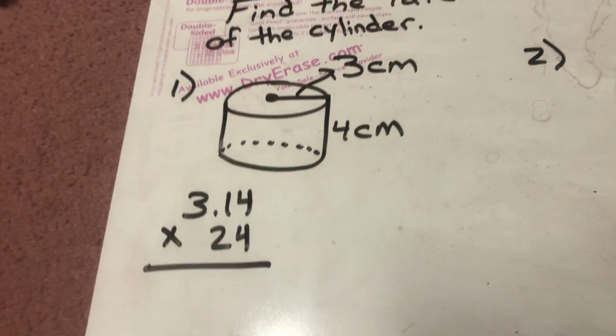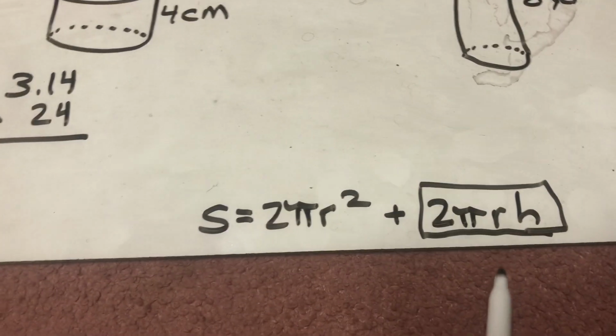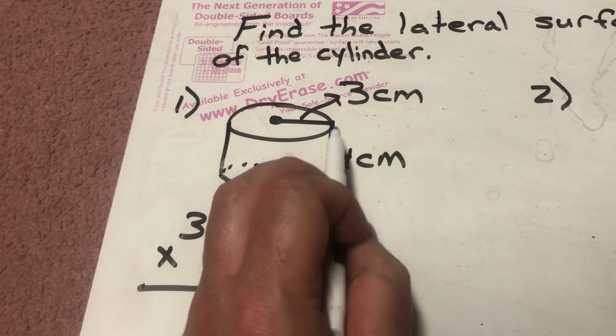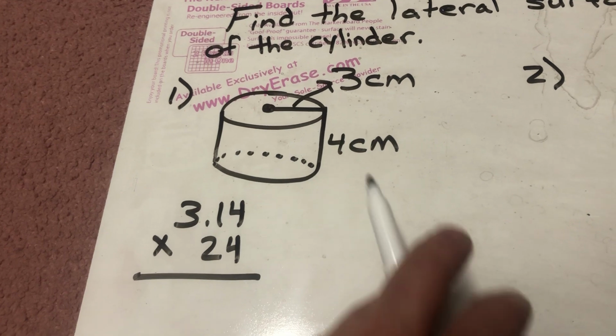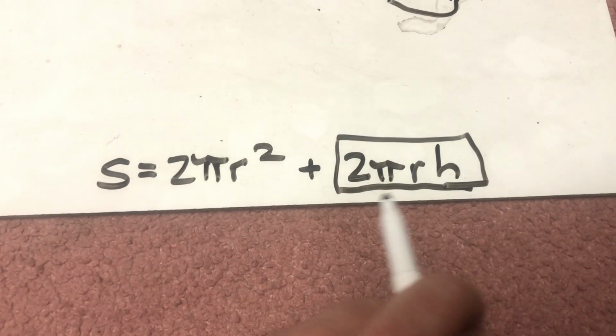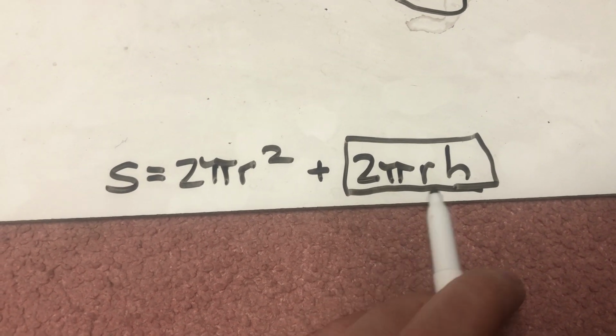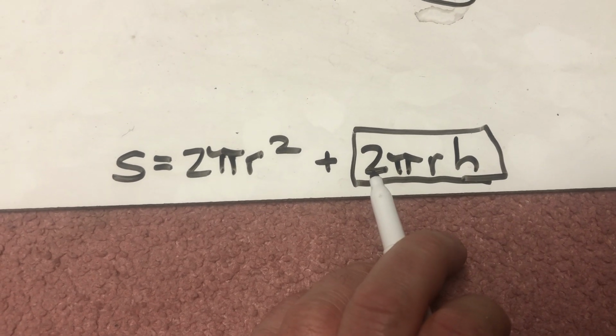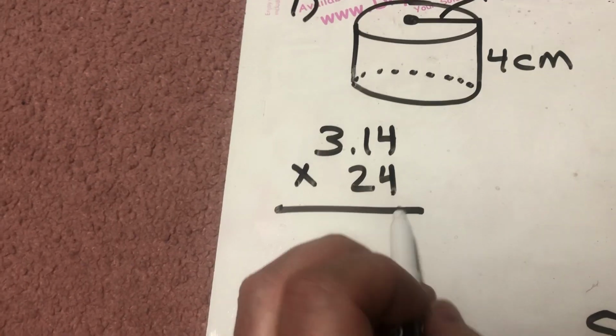Quick review. How did I get 24? Well, I have to do radius times height. The radius of the circle is 3 times the height of the cylinder, which is 4. 3 times 4 is 12. I have to multiply that by 2. That's 12 times 2 is 24. Now I'm doing 24 times pi, 3.14.